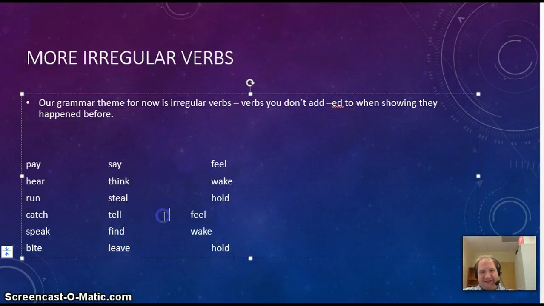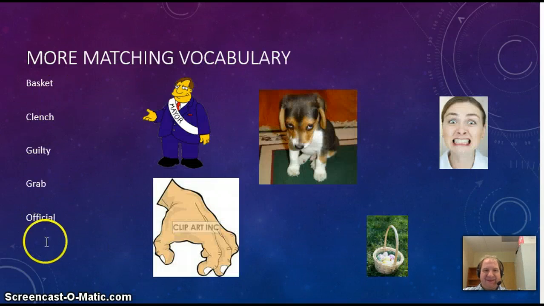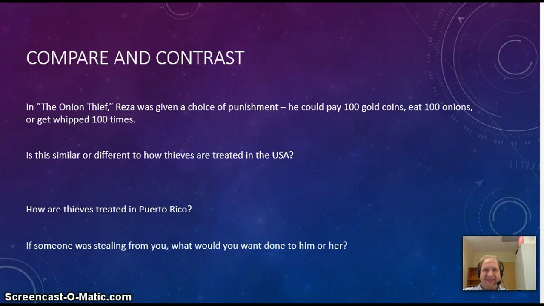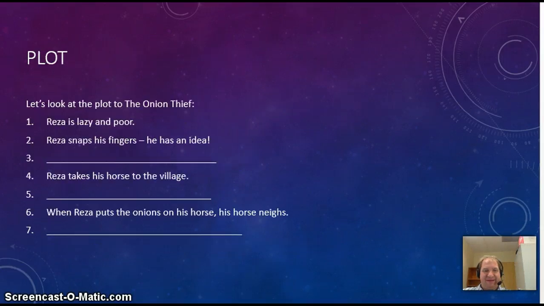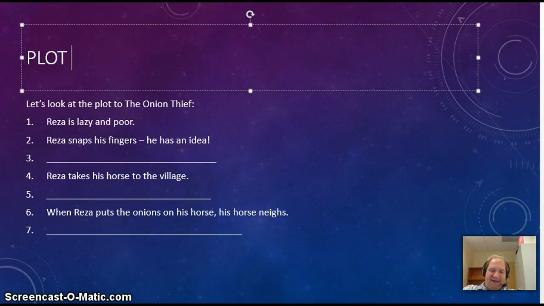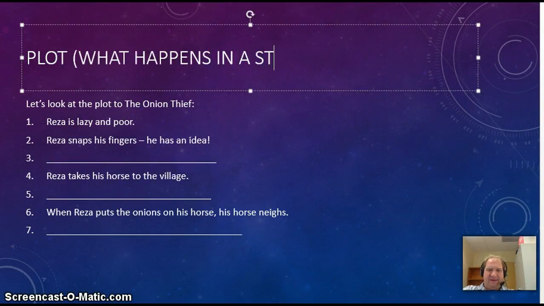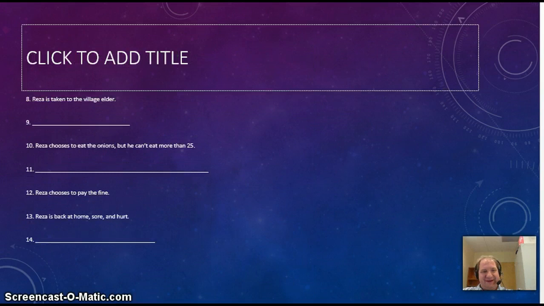These ones become something different. Pay becomes paid. Feel becomes felt. Wake becomes woken, hold becomes held, and so on. So a little bit of vocabulary matching. See if we can put these together in the live class. And then some compare and contrast about how his settlement, his punishment would affect people here. Then review the plot. The plot is what happens in a story. Kind of like a summary. We had this long story, we're putting it down very easy.